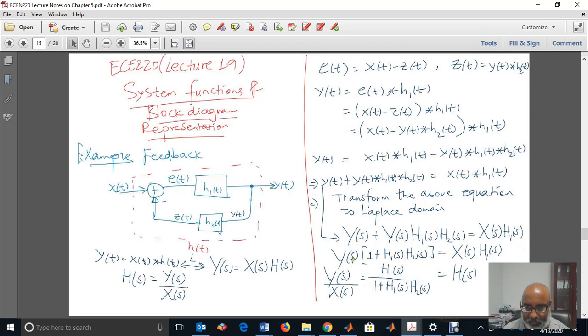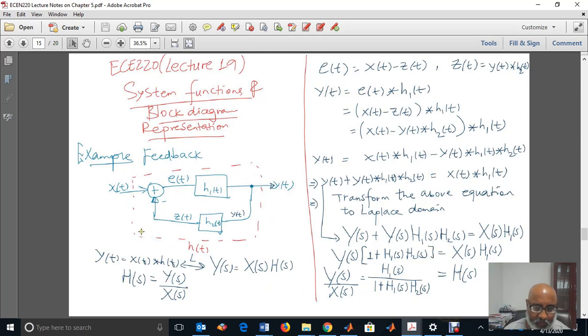So what's common here? Y of s. Y of s into 1 plus h1s times h2s is equal to x of s times h1s. Therefore, y of s over x of s is h1s over 1 plus h1s times h2s, which is h of s. H of s is the overall transfer function.